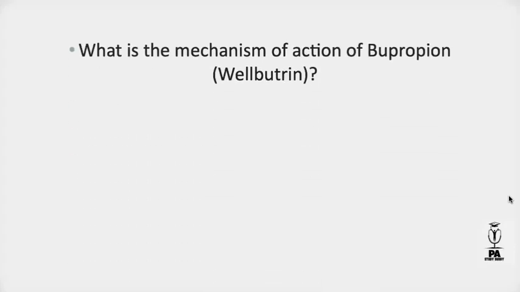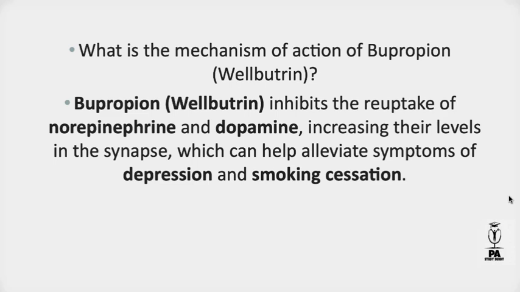So let's begin. What is the mechanism of action of bupropion, Wellbutrin? Wellbutrin inhibits the reuptake of norepinephrine and dopamine, increasing their levels in the synapse, which can help alleviate the symptoms of depression and smoking cessation. In this type of question, they're going to tell you the patient is taking Wellbutrin, and they may ask you what the mechanism of action of this medication is, listing 4 different options, and I just say it's all well with norepinephrine and dopamine with Wellbutrin.